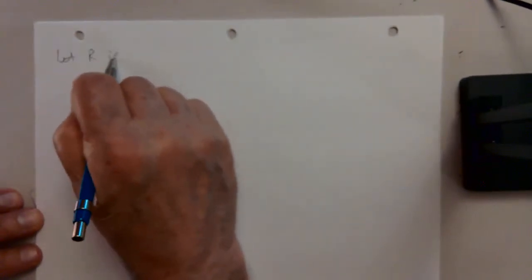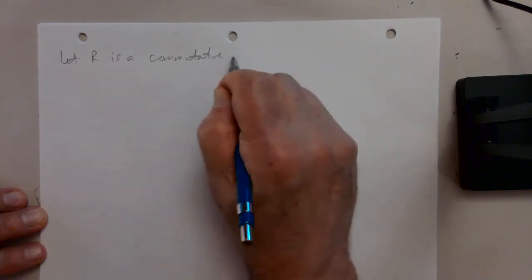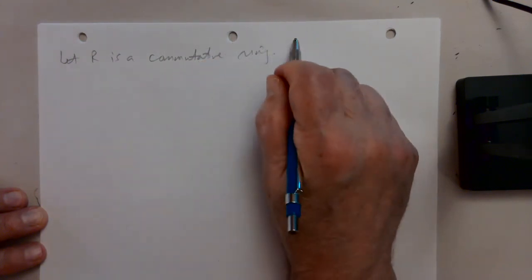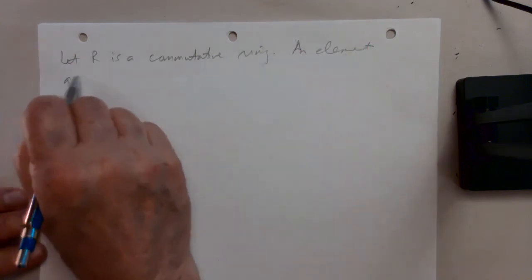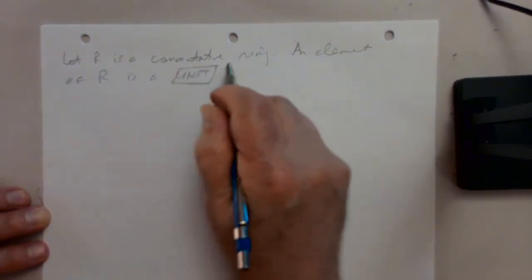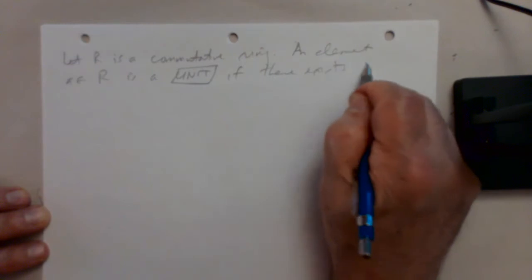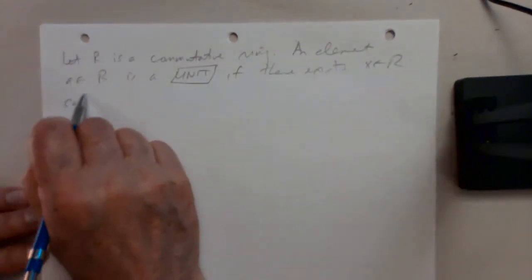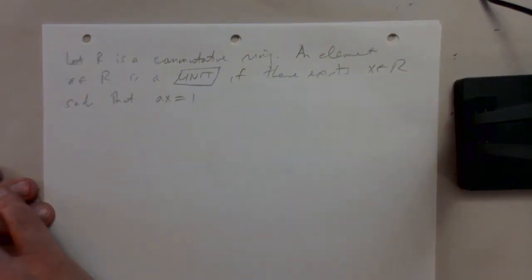So let me express this in a more algebraic way. Suppose that R is a commutative ring, and an element A in the ring is called a unit if there exists an element X in the ring such that AX equals 1, the identity.